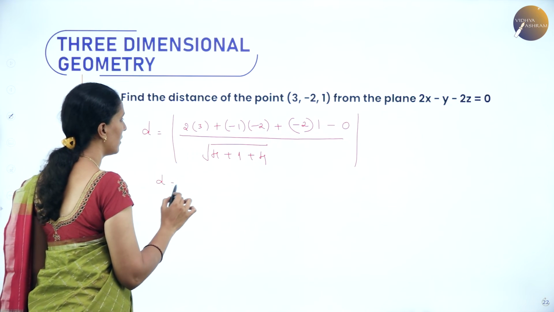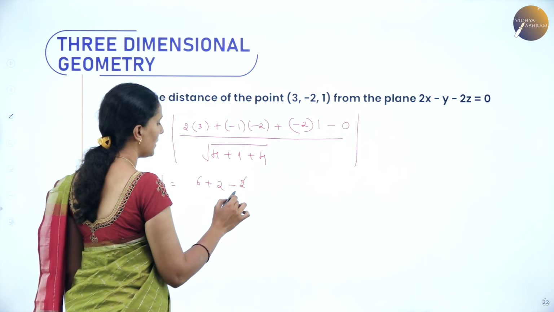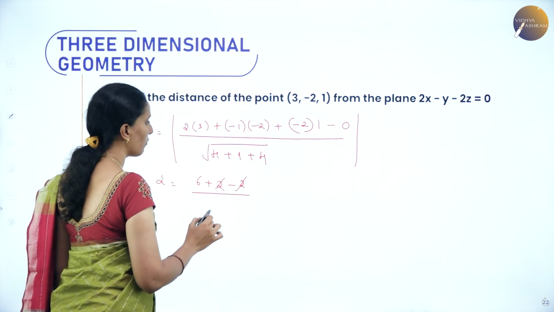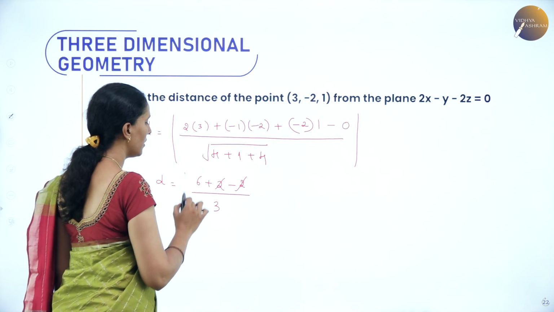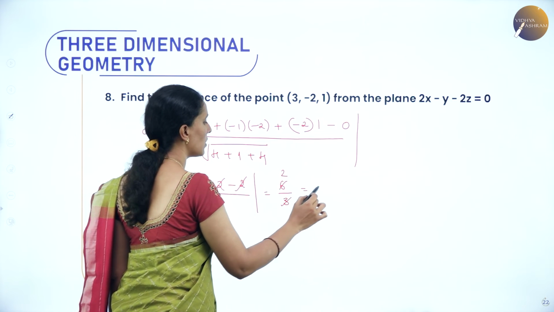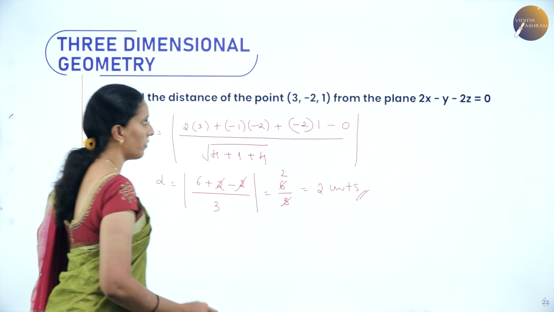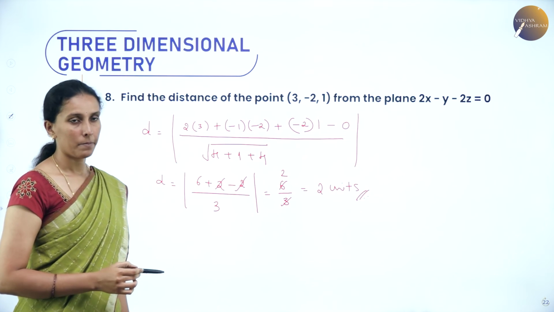So distance we have 6 plus 2 minus 2, plus 2 minus 2 cancels. Here we will get square root of 9, 3. So we get the value as 6 by 3, 3 ones are 3, 3 twos are 6. So answer is 2 units. So this is the distance of a point from the plane.